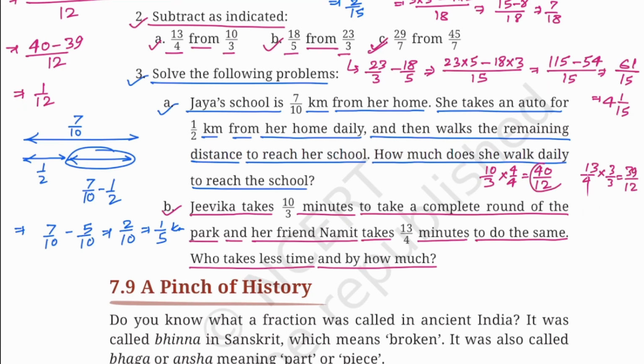You can see 40 upon 12 is more than 39 upon 12. So you can say 10 upon 3 is more than 13 upon 4. This time is less, so you can say Namit takes less time. And difference in time will be 10 upon 3 minus 13 upon 4 equal to 40 upon 12 minus 39 upon 12 equal to 1 upon 12. The answer is 1 upon 12 minutes.